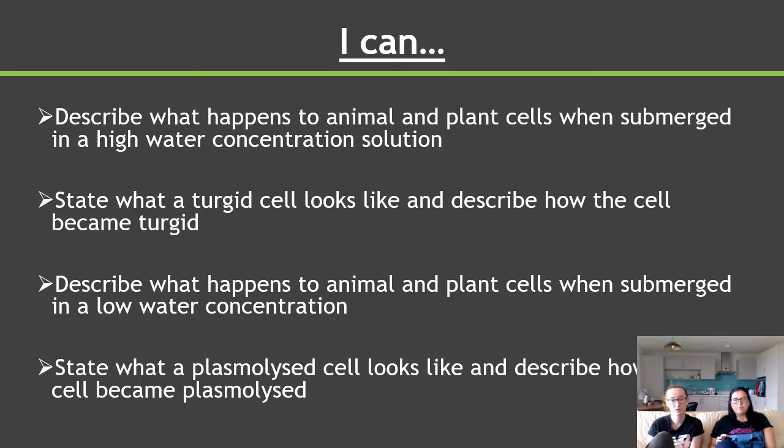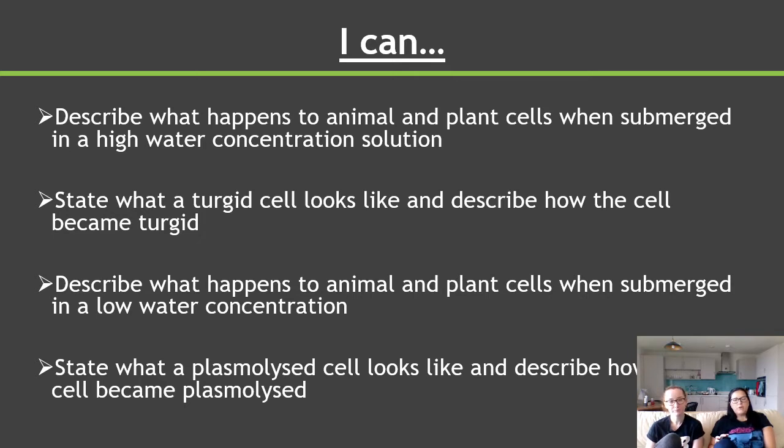By the end of this, there's quite a long list of things you'll be able to do, because this is probably one of the hardest skills and one that always comes up in the exam. You should be able to describe what happens to an animal or a plant cell when it's submerged in high water concentration. You should be able to state what a turgid cell looks like and describe how the cell will become turgid. You should be able to describe what happens to an animal and plant cell when submerged in a low water concentration, and state what a plasmolysed cell will look like and describe how a cell will become plasmolysed.